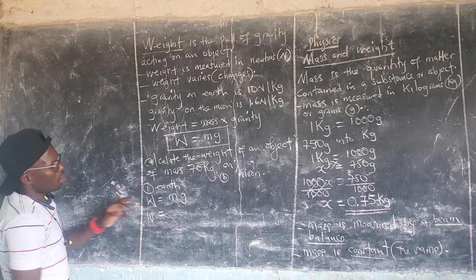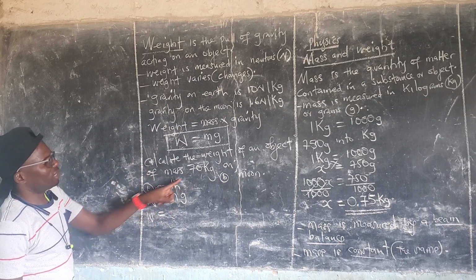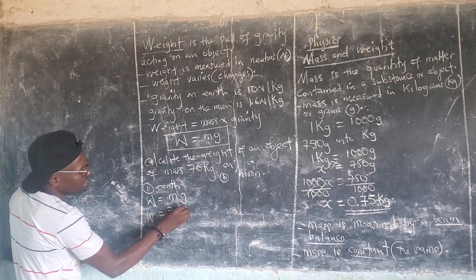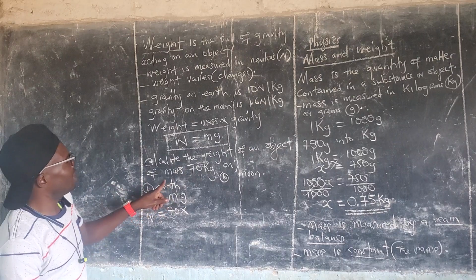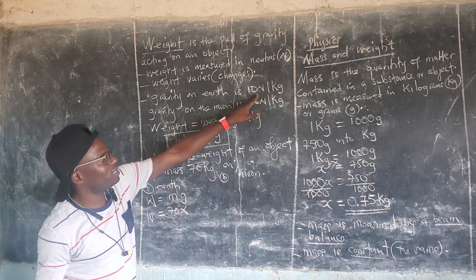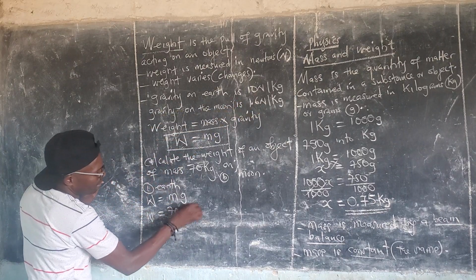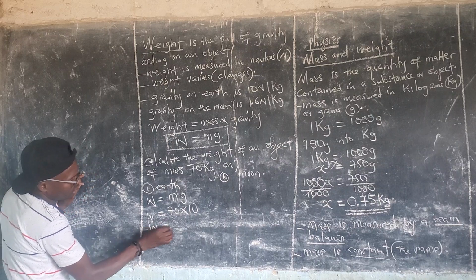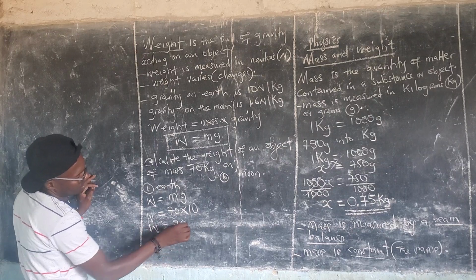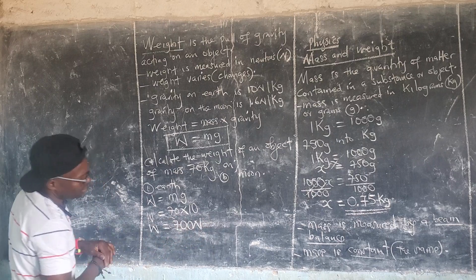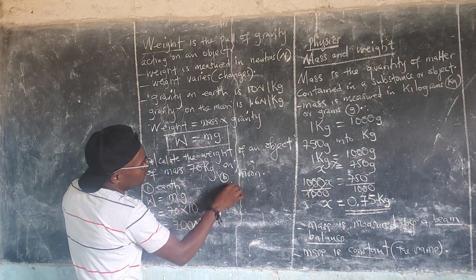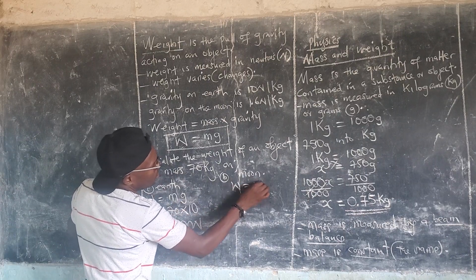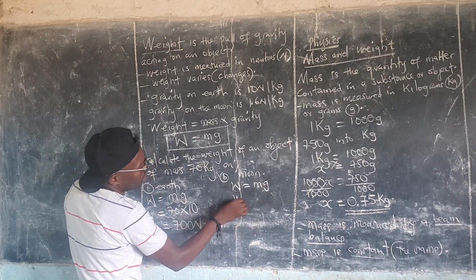Gravity. So weight is equal to, what is the mass of that object on earth? The mass is 70. Then what is gravity on earth? Gravity on earth, we said it is 10 newtons. So we multiply by 10, then we get weight is equal to 700 Newtons.